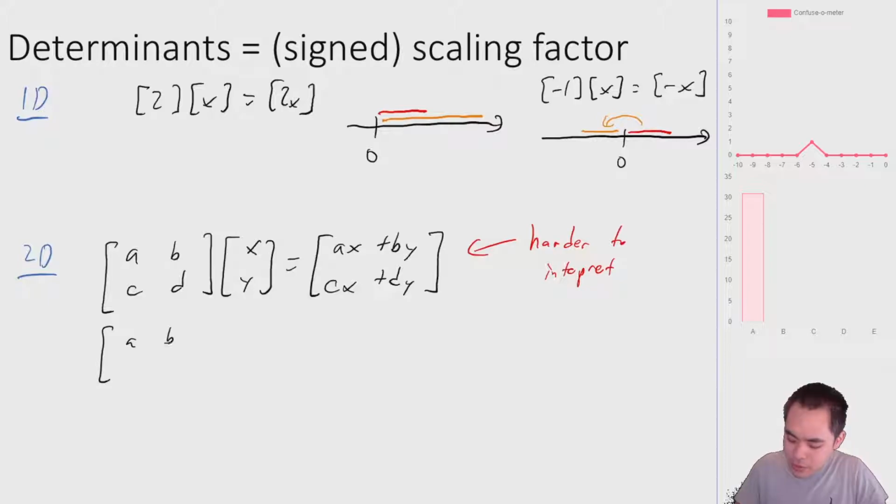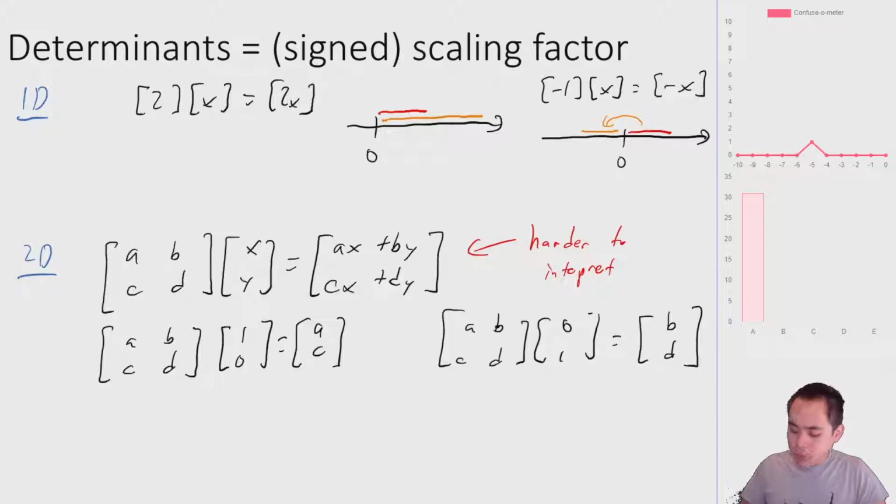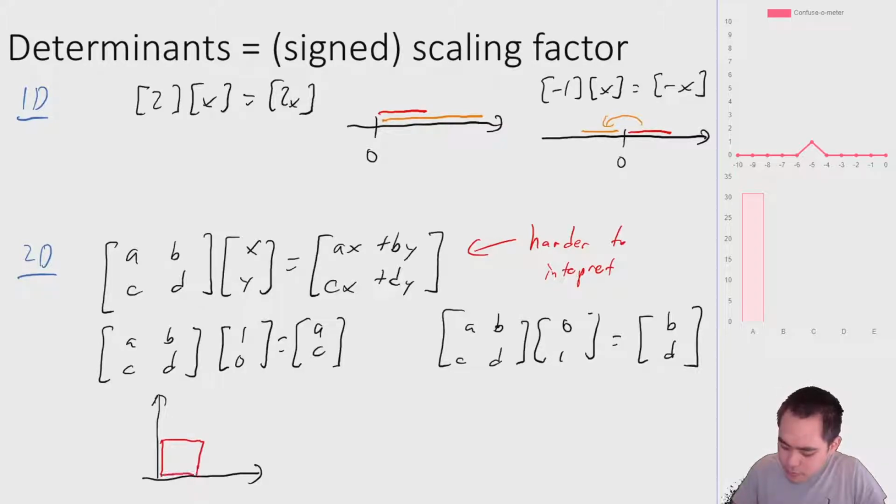Note that A, B, C, D times 1, 0 is equal to a, c, and A, B, C, D times 0, 1 is equal to b, d. And what that means is that those two coordinates are precisely the two coordinates of this unit square. This coordinate here is 1, 0, and this coordinate here is 0, 1. And of course, you can just add these things together, so this coordinate here happens to be 1, 1. But what's important here is that we know where these things go under the transformation.